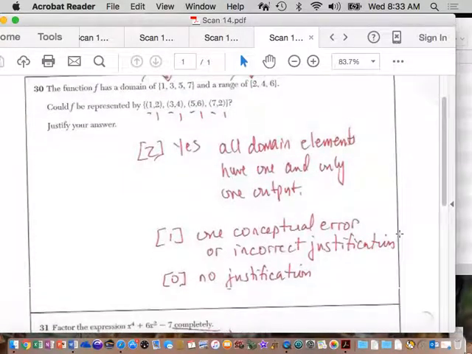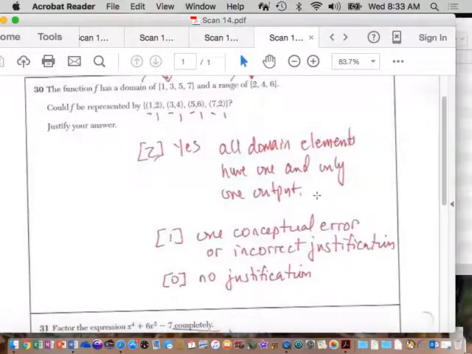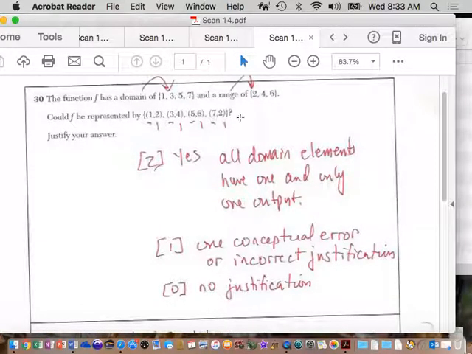Okay, next. Could that be represented by this? Yes. All the domain elements have only one and only one output. And in this case, all of the outputs, 2, 4, and 6, are all range elements, so we know it's good. If you did not explain, if you gave an incorrect justification, if you got something else conceptually wrong about it, then you would get 1. And look what it says here. If there's no justification, 0, even if you're right. So there has to be a justification, okay?